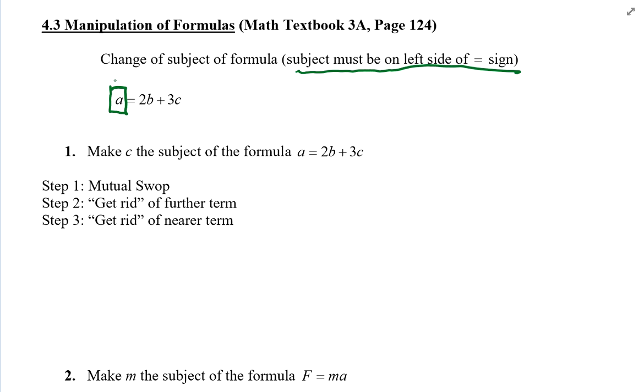Alright, we're going to take a look at question 1 right now. Make C the subject of the formula A is equal to 2B plus 3C. Okay, the question already stated they want to make C the subject. So what I need to do is to box out the letter C. So you notice the box is not on the left side of the equal sign. So your job is to make sure you make it on the left side.